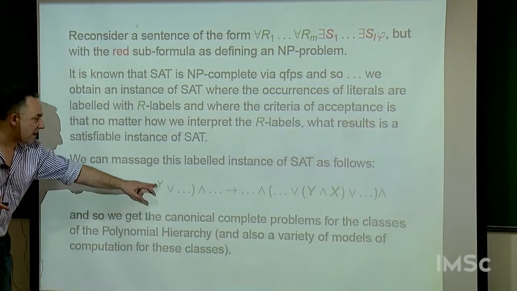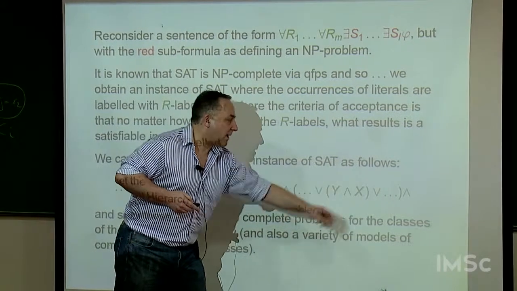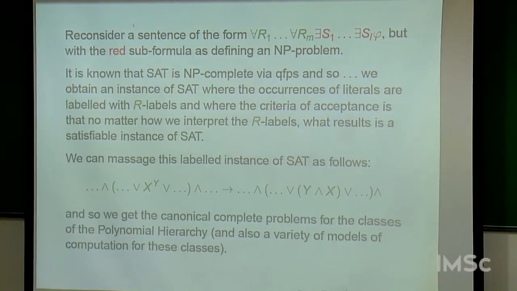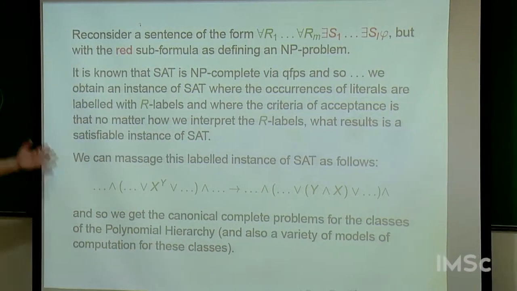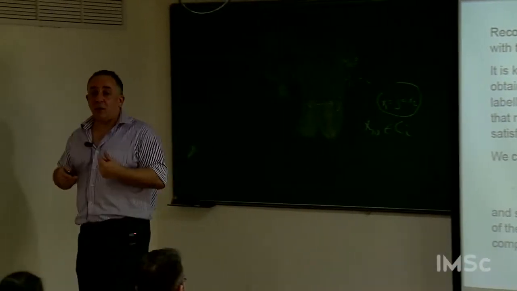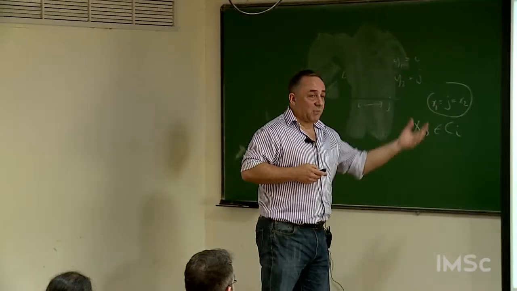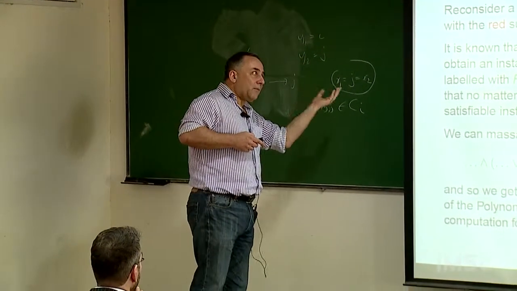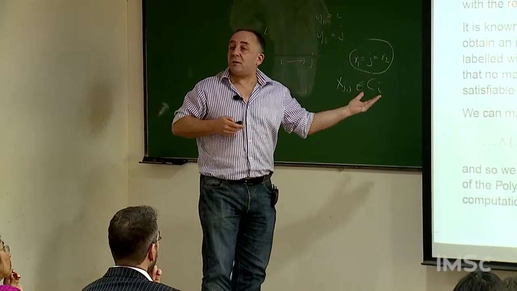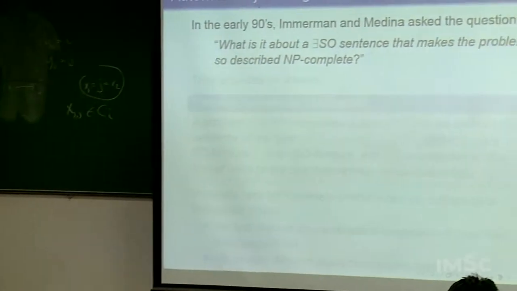Well, actually, we can massage this labeled literal to the conjunction YX. And what you automatically get, and this is it, all of this is for free. You get all of the canonical complete problems for the polynomial hierarchy. And you need quantifier-free projections in order to make all of this work. Obviously, if you use some other notion of reduction, it's not much work to come up with it. But all of this comes for free with QFPs.